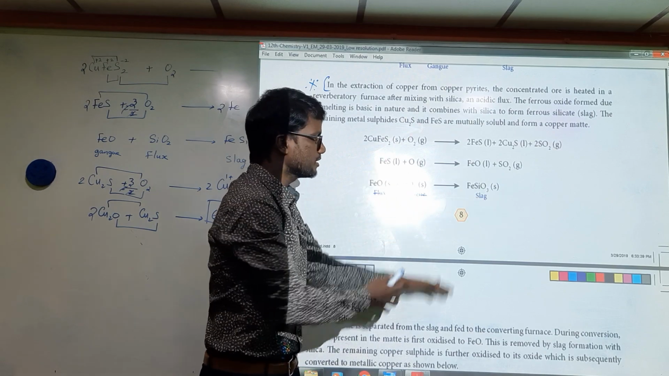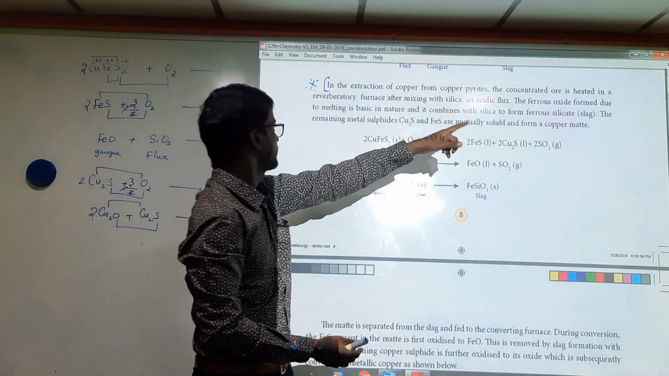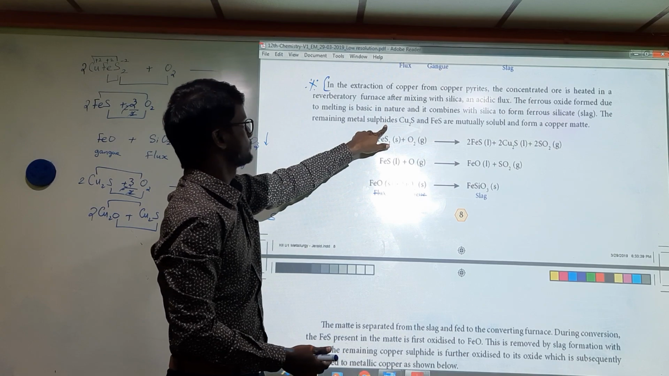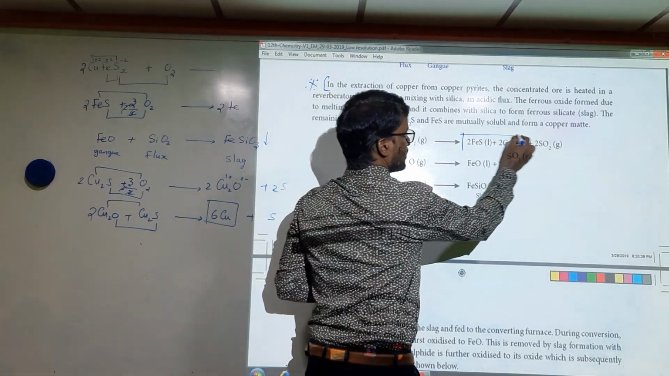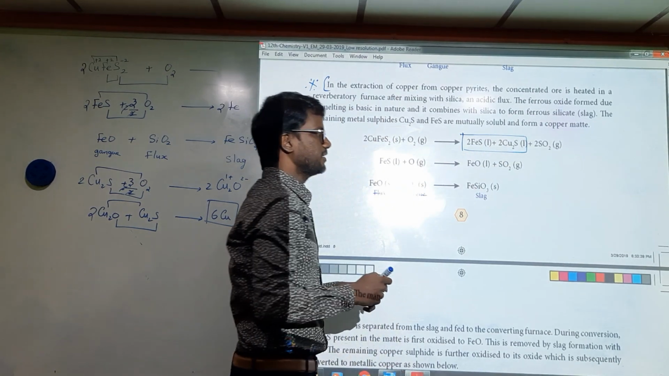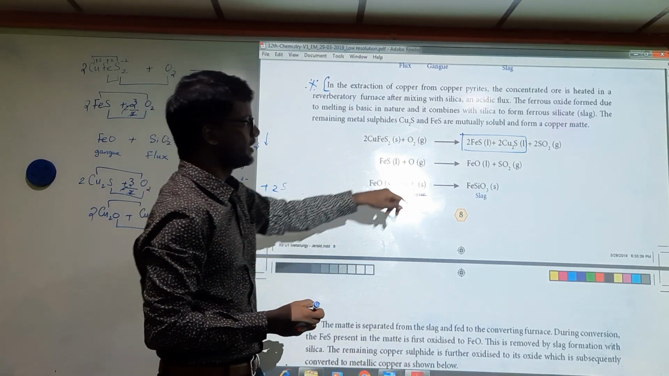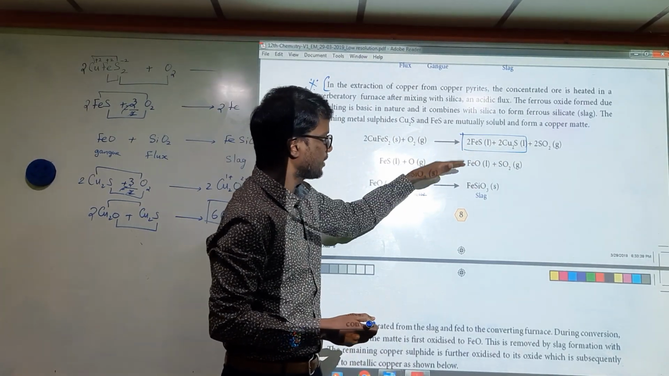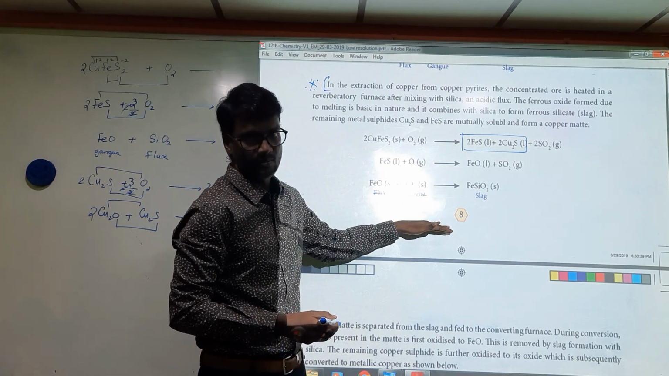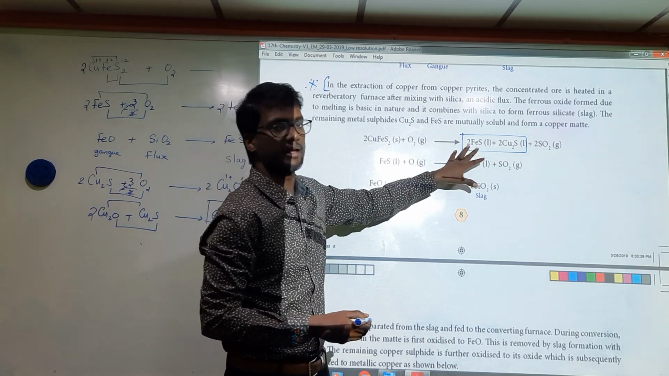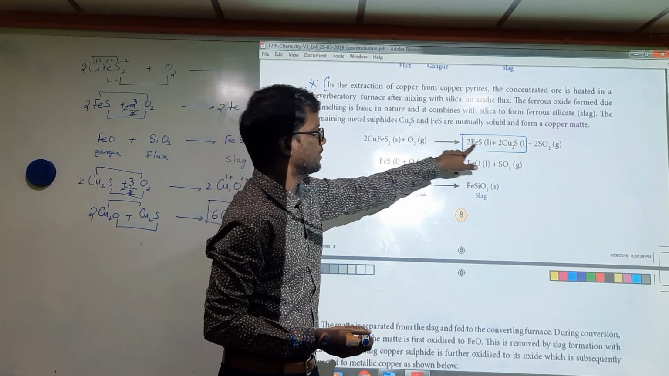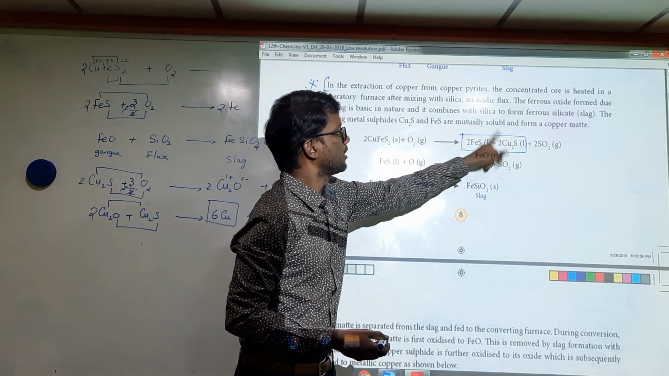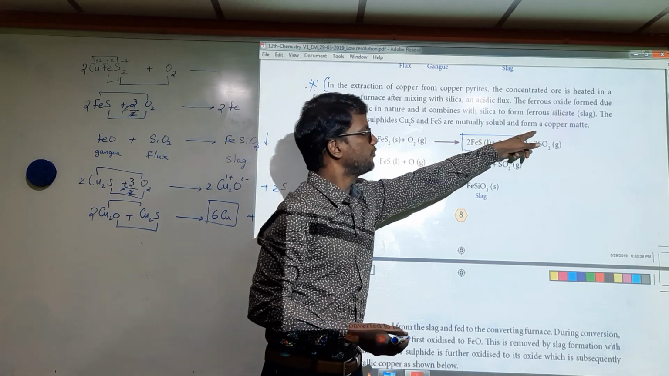What you have seen in the equation, you are going to write in the notes. The remaining metal sulfide: what they are trying to say is, ferrous sulfide and cuprous sulfide are obtained as a product in the first case, in which only a part of the ferrous sulfide will be converted to slag. Some ferrous sulfide is left behind and will be taken in the next step. Ferrous sulfide and cuprous sulfide are mutually soluble, forming copper matte.